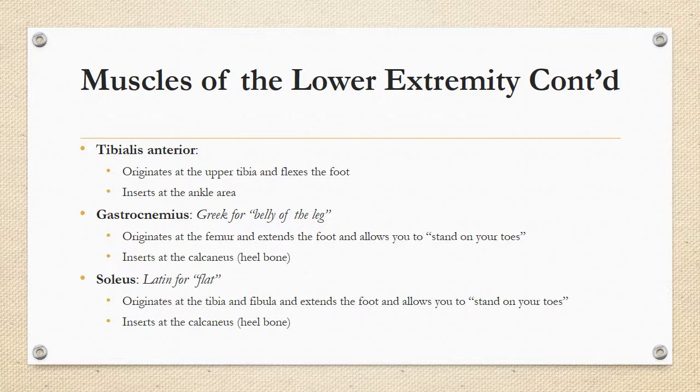The gastrocnemius is Greek for belly of the leg, originates at the femur, and extends the foot. It allows you to stand on your toes, and inserts at the calcaneus, which is the heel bone. So now let's talk about this during a workout. If you are standing on your toes, your calf muscle will enlarge over time, and when you walk, women in heels, they are looking at that calf muscle and they know you work out. It particularly stands out with track runners, those who run track.